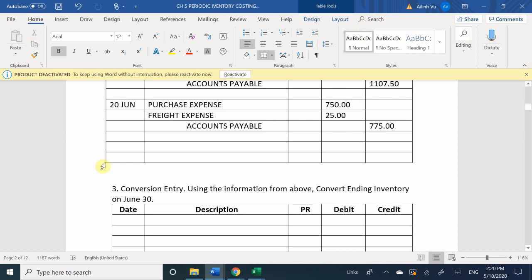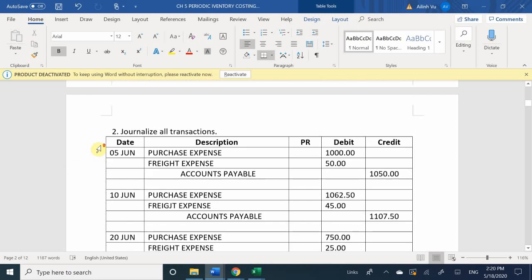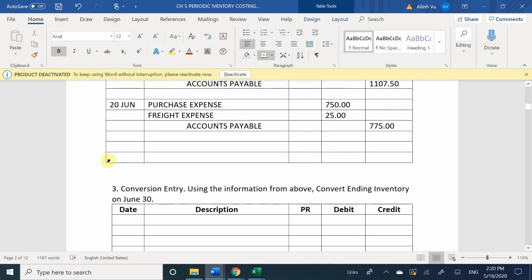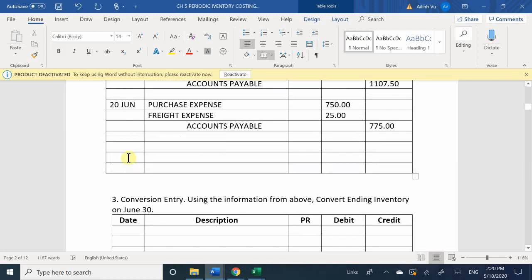Oh no, I'm short. It's just one line. All right, there you go. I just wrote underneath. Okay, good. So, 25th of June. Oopsies, I want that to be capital. Same accounts: purchase expense, freight expense, and accounts payable.